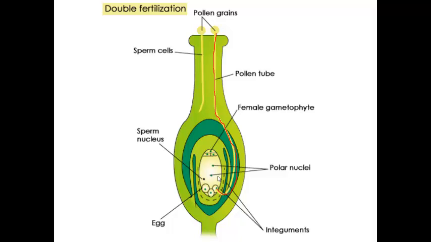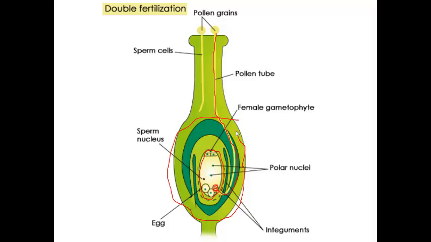The other sperm is going to fertilize another egg, and it's going to become a zygote. That zygote is going to grow and develop into the embryo, and that embryo is going to feed off of the endosperm. The ovule becomes the seed. The ovary around it becomes the fruit. And again, that fruit is used to disperse the seed.